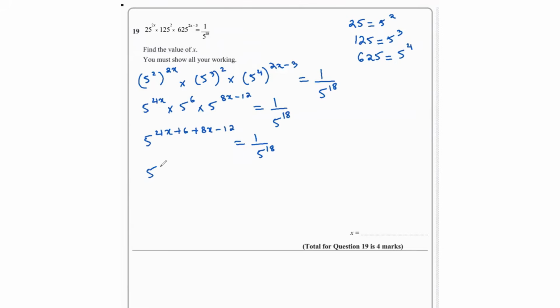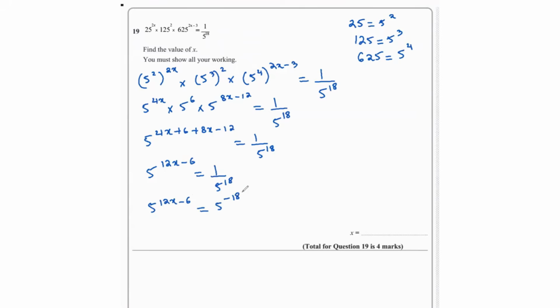So that's going to be 5 to the power of 12x minus 6 equals 1 over 5 to the power of 18. Now we can rewrite 1 over 5 to the power of 18 as 5 to the power of negative 18 and bring it into the numerator.